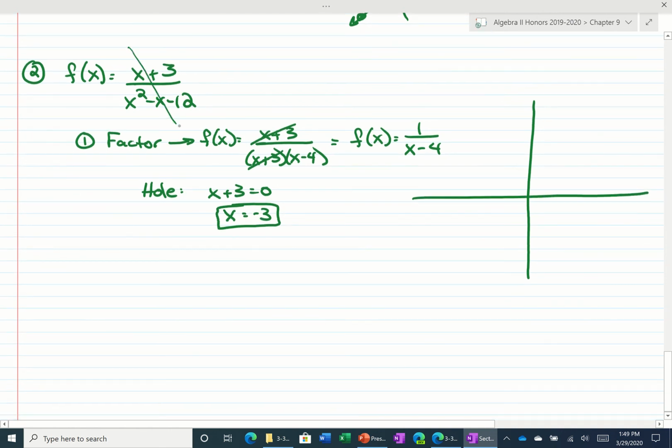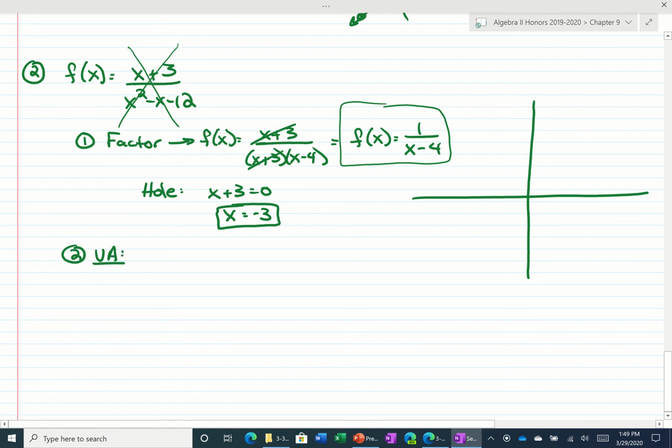So this is obsolete. We're working off of this graph now. Because there is x in the denominator, we have to go to step number 2, which was to find the vertical asymptote. We set the denominator equal to 0 and solve it. So there's a vertical asymptote when x is 4.